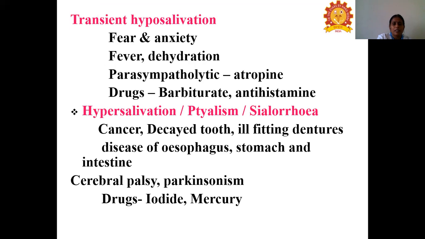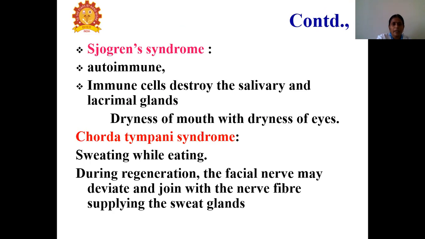Hypersalivation or ptyalism or sialorrhea, increased secretion of the saliva, is seen in cancer, decayed tooth, ill-fitting dentures, disease of esophagus, stomach and intestine. It is also seen in cerebral palsy, Parkinsonism, and drugs like iodine and mercury. Sjogren's syndrome is an autoimmune syndrome in which immune cells destroy the salivary and lacrimal glands. So the main symptom is dryness of mouth with dryness of eyes.